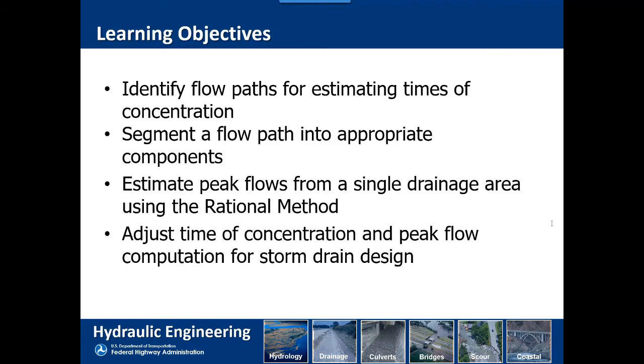So here are our learning objectives. We're going to identify flow paths for estimating the time of concentration. We're going to segment a flow path into appropriate components. We'll estimate peak flows from a single drainage area using the rational method. I'm not sure if we're actually doing that. I guess we are. We're going to do it over a number of areas. And then we're going to adjust the time of concentration and peak flow computation.